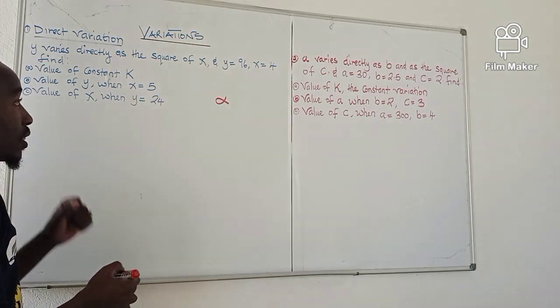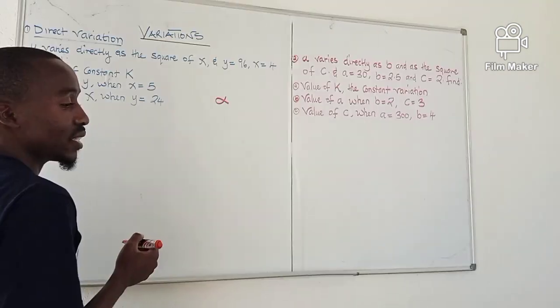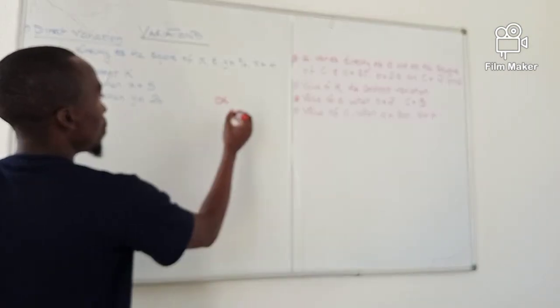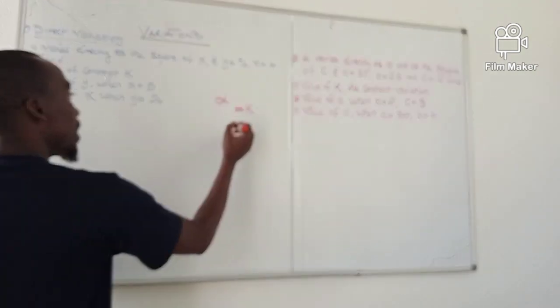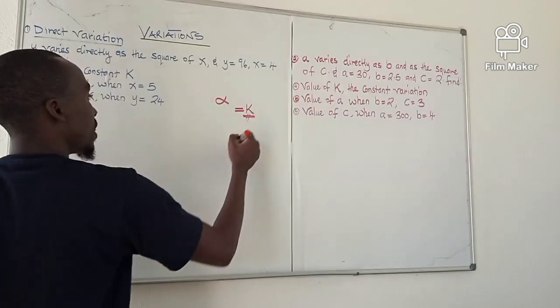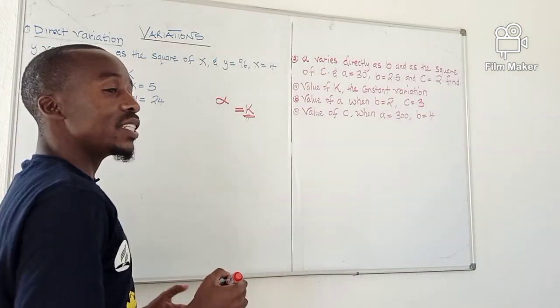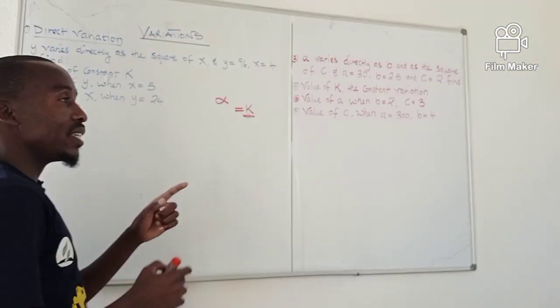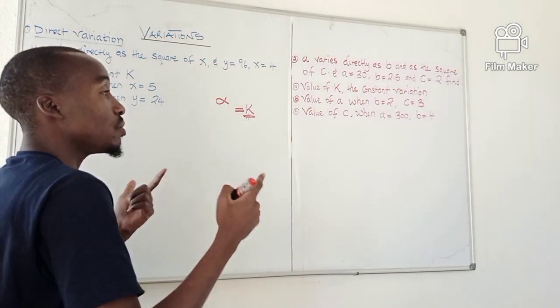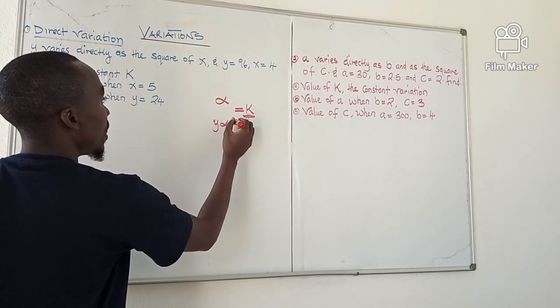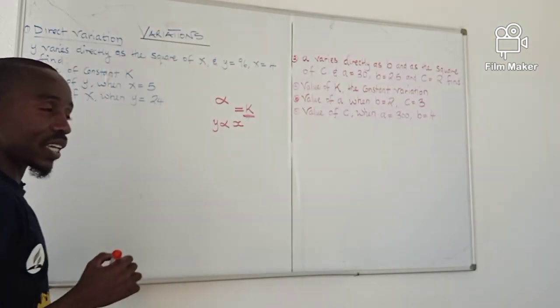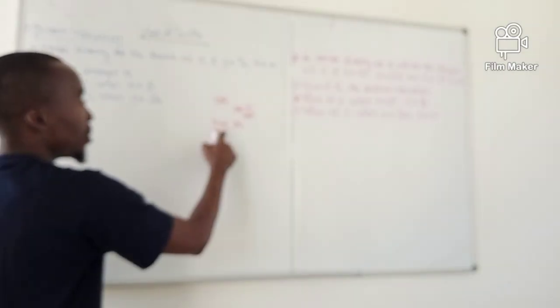Now, this symbol, you later replace it with equals k. This k is your constant of variation. What do we mean? Let's say, for example, we say y varies directly with x. That is the symbol that you use.